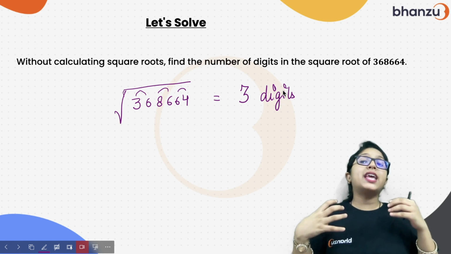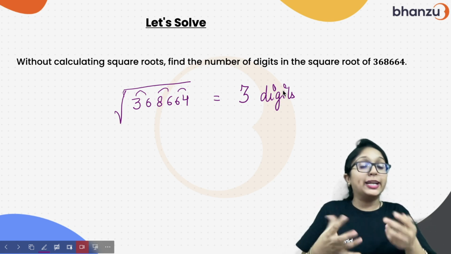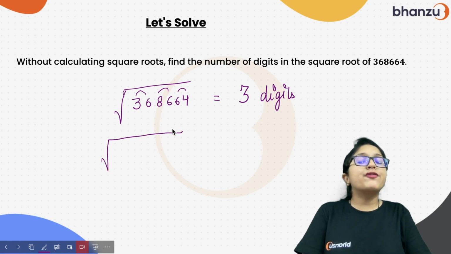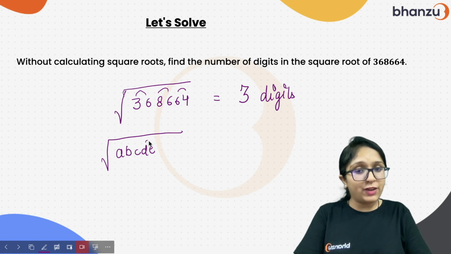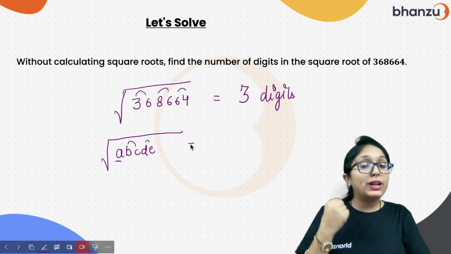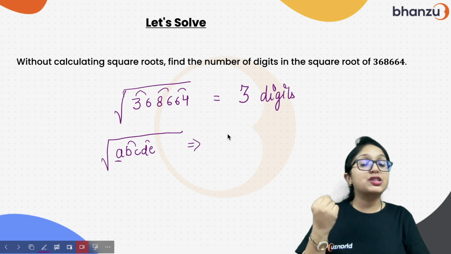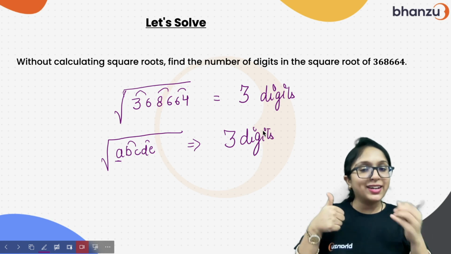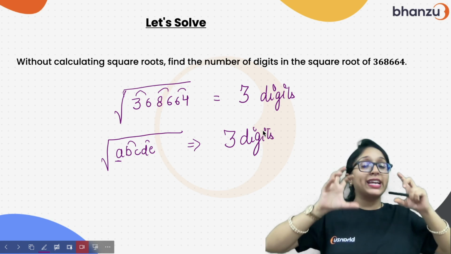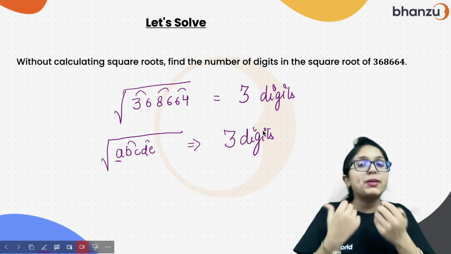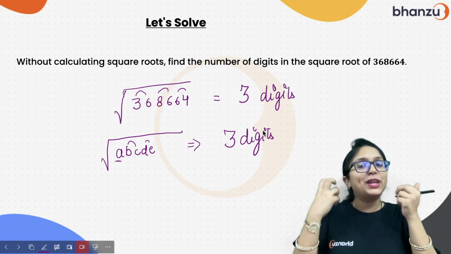And also, let's say it is an odd digit number, right? So let's say it is a 5 digit number and you are finding its square root, let's say A, B, C, D, E. Now here one pair, second pair, and then this is not a pair, right? But still you will say that the square root of this number is going to be of 3 digits only. Is that clear? So now we can say that the number of digits in the square root depends upon the number of pairs that we have in that particular number.